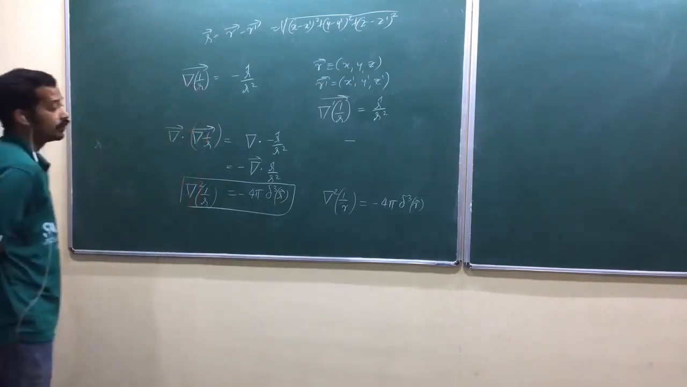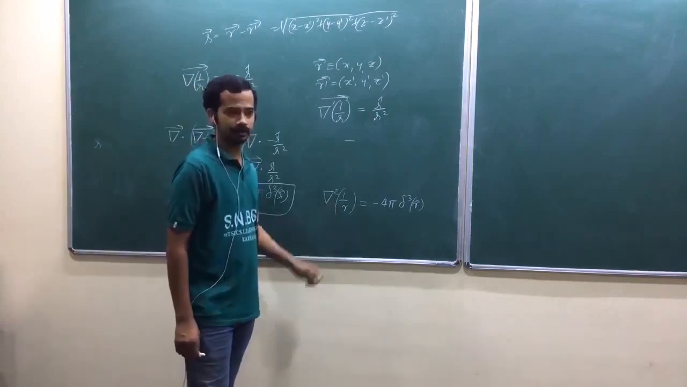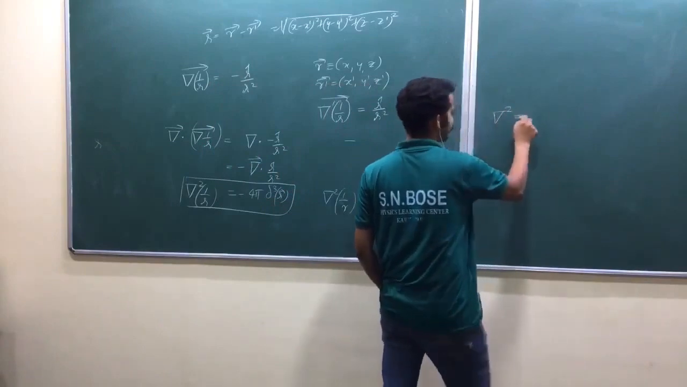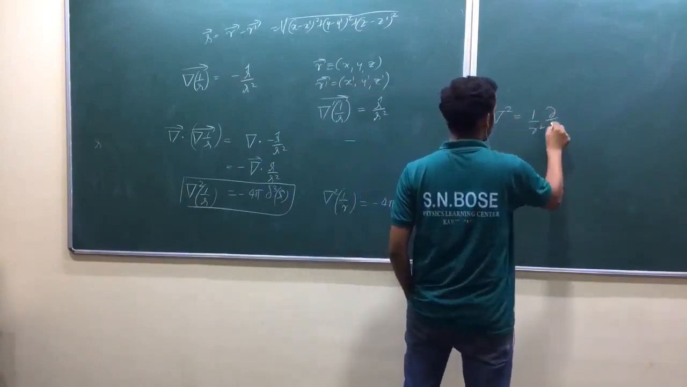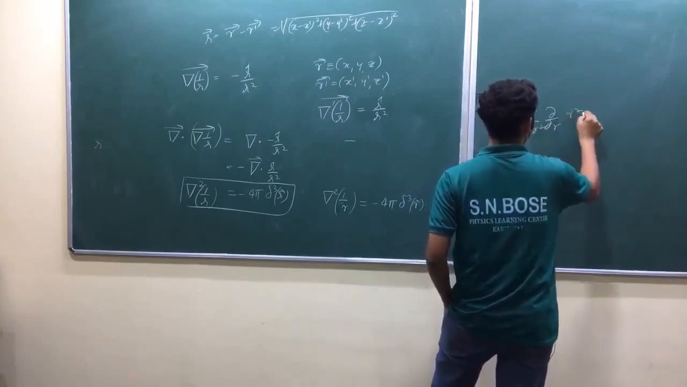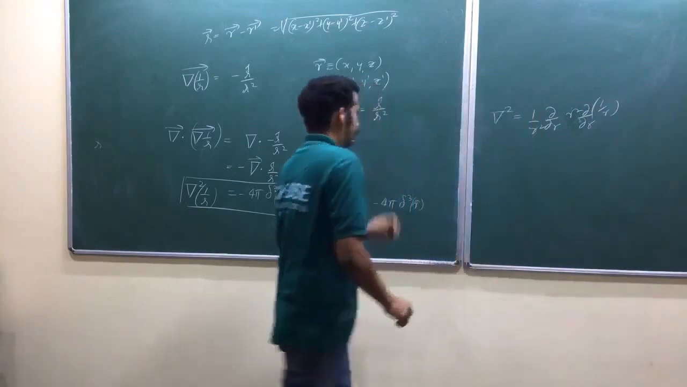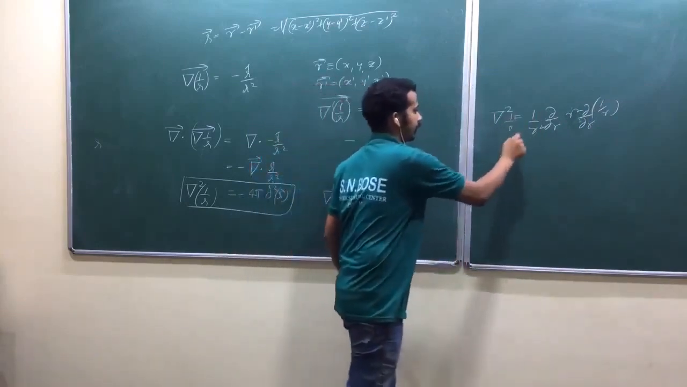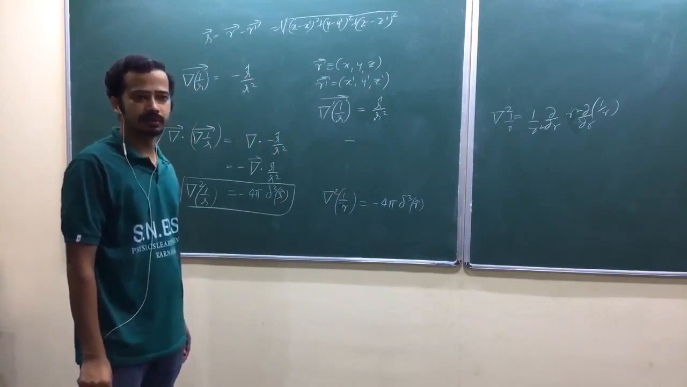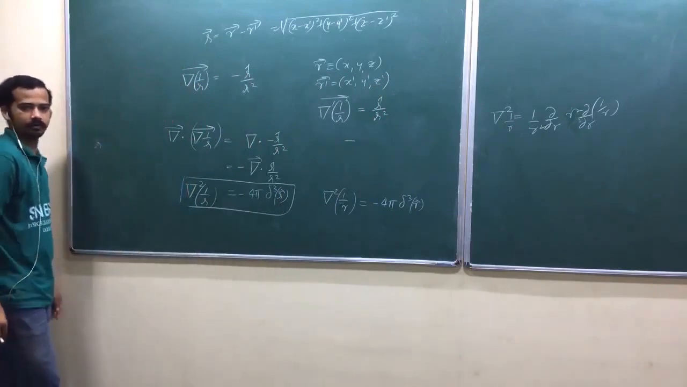Now you may be tempted to do this directly in polar coordinates. What is del square in polar coordinates? 1 by r square, dou by dou r, of r square dou by dou r of 1 by r, del square of 1 by r. Am I right? What would you get now? 0, isn't it? That is wrong. Is that okay?